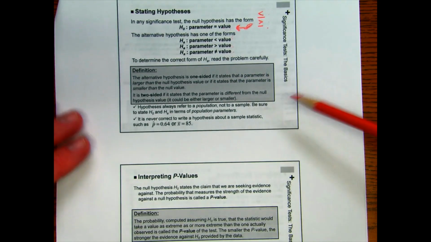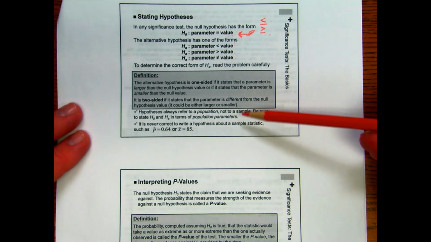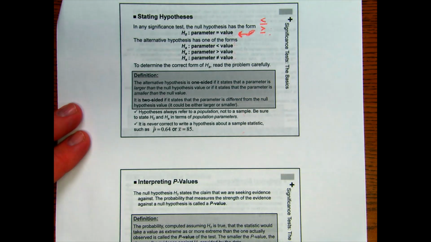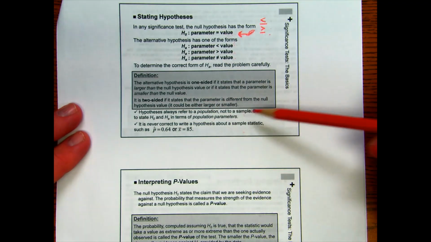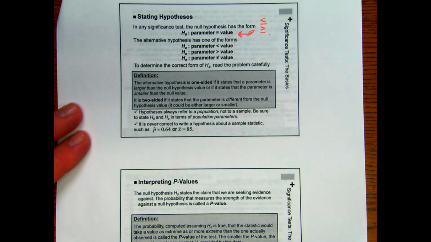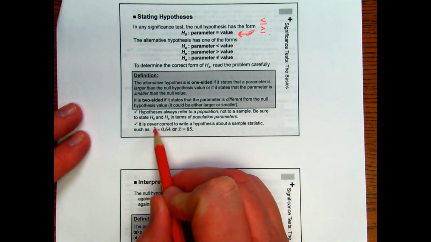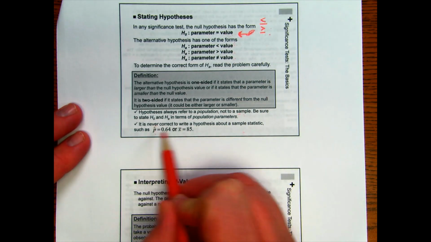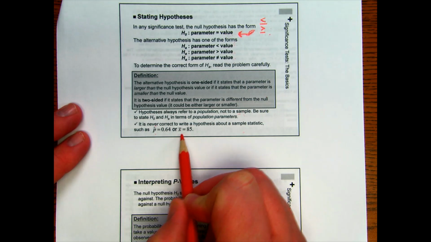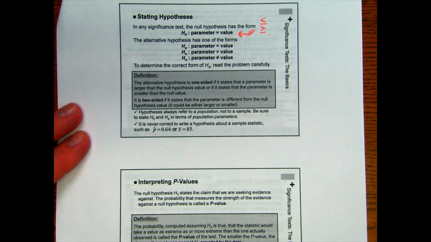All right, that just basically summarizes what I said here. A couple of important things here. Your hypotheses always refer to a population, not a sample. Be sure to state your Ho and your Ha in terms of population parameters. So for example, a p hat, you're not going to use in your Ho. An x bar, you're not going to be using in your Ho. Those guys refer to samples, not populations.